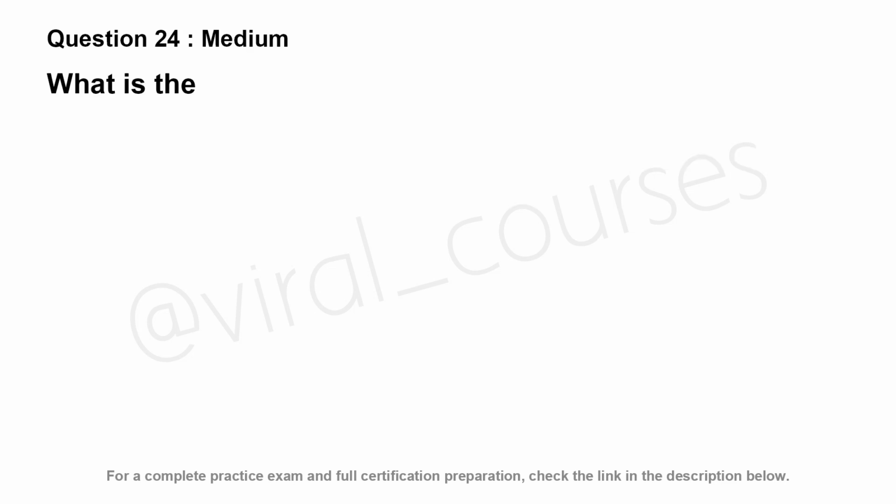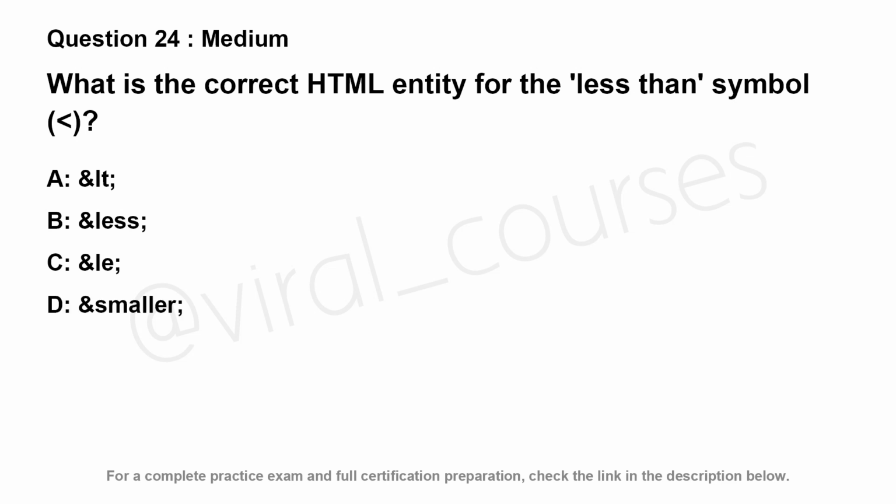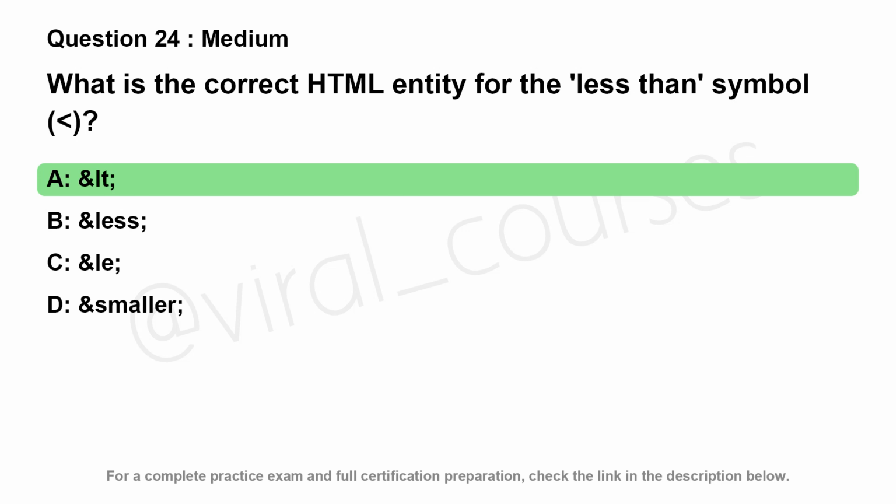What is the correct HTML entity for the less than symbol, <? Option A, &lt. Option B, &less. Option C, &la. Option D, &smaller. The correct answer is A.